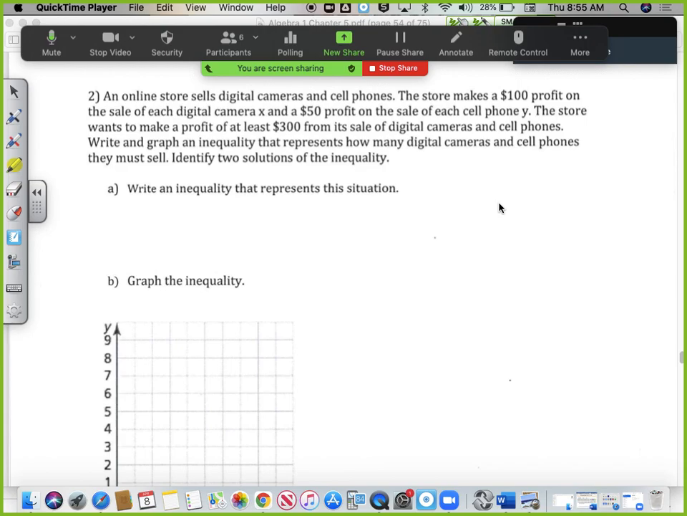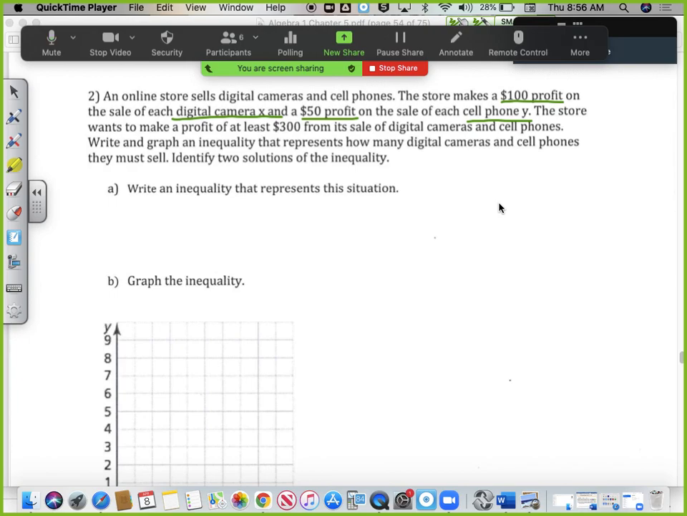An online store sells digital cameras and cell phones. Do they even sell digital cameras anymore? Is that a thing? Probably really not. The store makes $100 profit on the sale of each digital camera, which they're telling us is x, and $50 profit for each cell phone, which they're telling us is y.